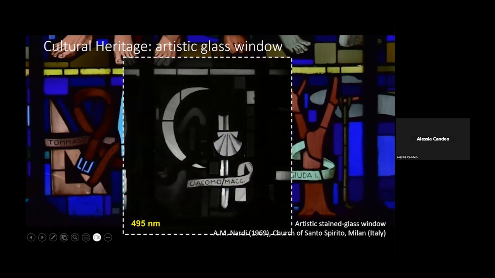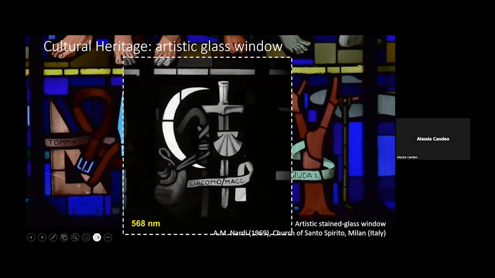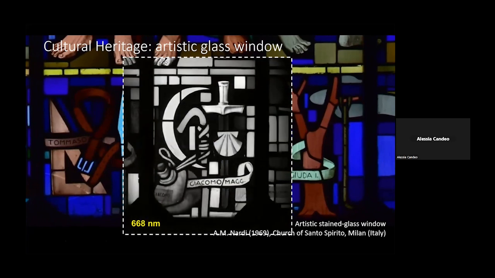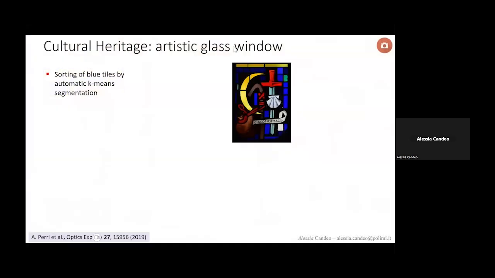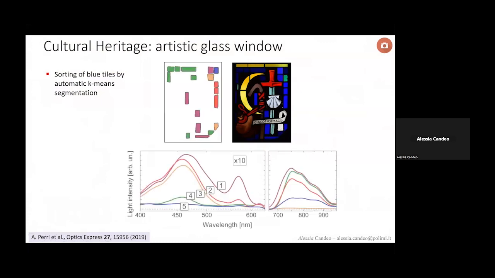We retrieved hyperspectral images of this portion of the glass window, and we realized that all these different blue tiles had different spectral characteristics; they were different types of glass. In fact, we could segment them using a k-means approach, which allowed us to see that all these tiles have different properties.